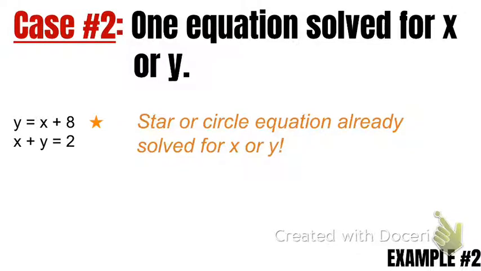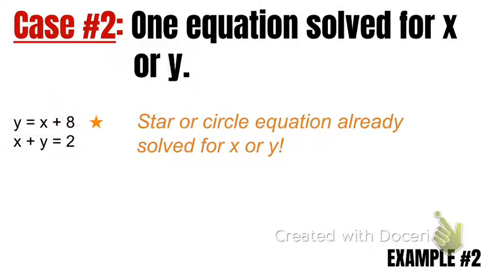So here we're going to solve the system of equations using substitution, and in this case we know that one equation is already solved for x or y. So what I recommend you do when you're looking at your two equations, if one is already solved for x or y, you want to either star it like I did, or circle it. So you're identifying that so you can remember it later.